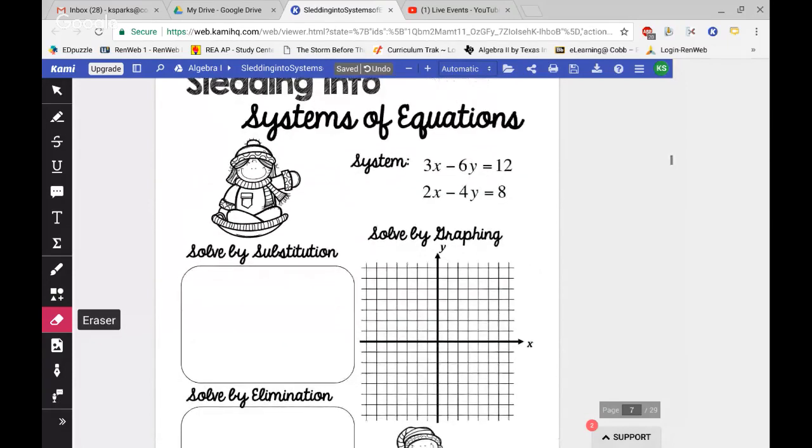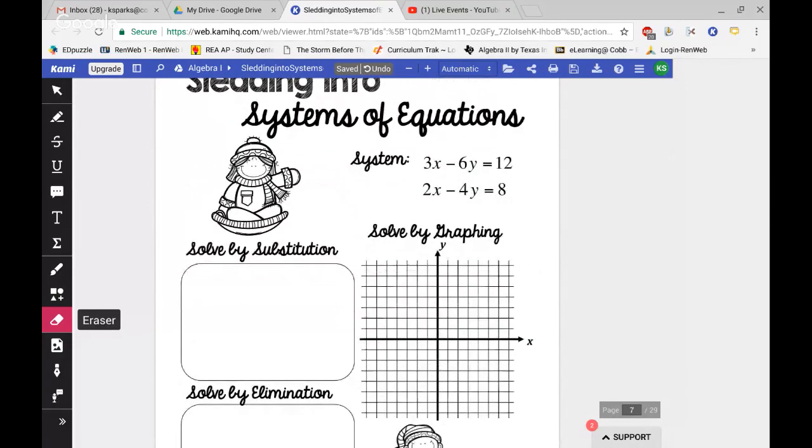All right, let's try this one. This actually turns out to be the same line.